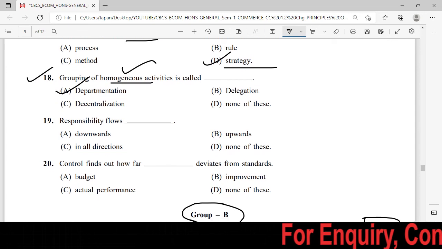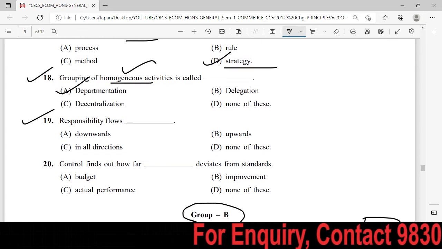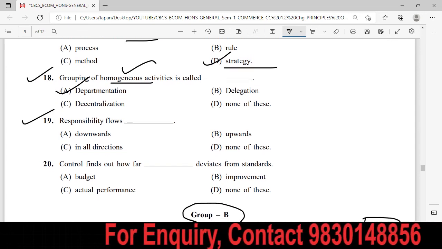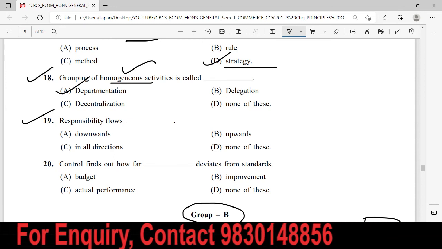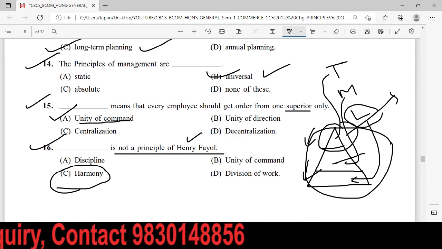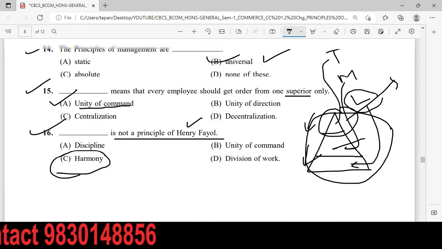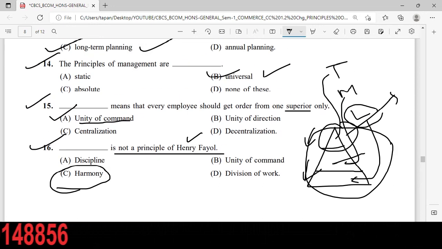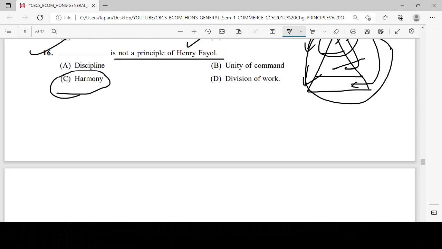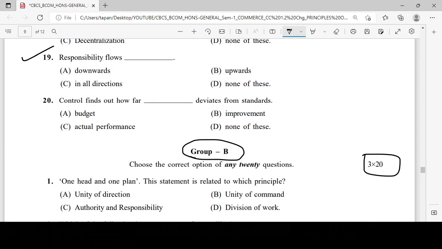Number 19, responsibility flows from. Now I have discussed a question ago, a few minutes ago, that directions always come from top level to lower level, that is downwards. Okay, downwards.